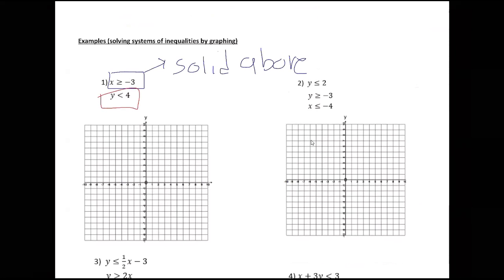And then for this one, y less than 4 is a dashed or dotted line. And since it's less than, we're going to shade below. So we'll just graph these one at a time. X greater than or equal to -3, well, you would go to -3, and it's going to be a vertical line. Remember, x equals a number is a vertical line. It's kind of backwards of the axes.